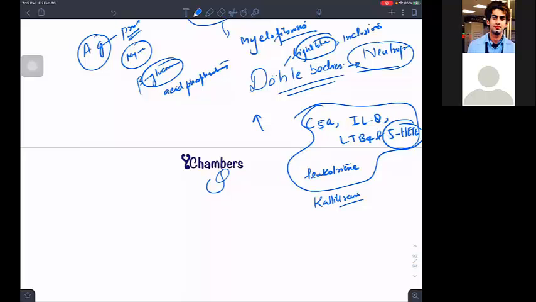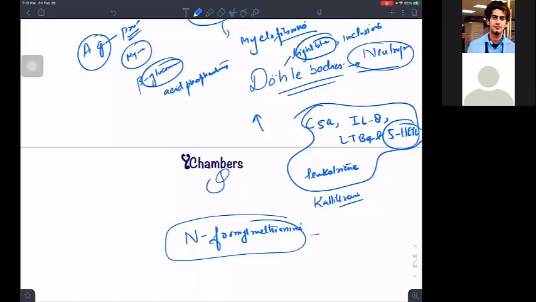Can you tell me one name of a protein present on the bacteria which is acting as a chemotactic for neutrophils? It tells the neutrophil, come, come, baby, come. Can you tell me? So the name of the protein is N-formylmethionine. N-formylmethionine is basically a bacterial protein which is attracting what? The bacterial protein which is doing chemotaxis, attracting the neutrophils. Okay.